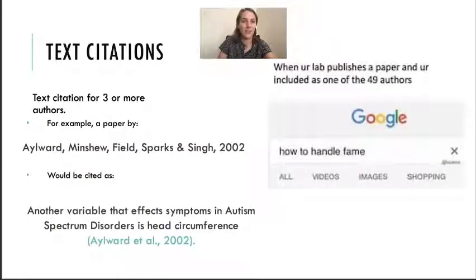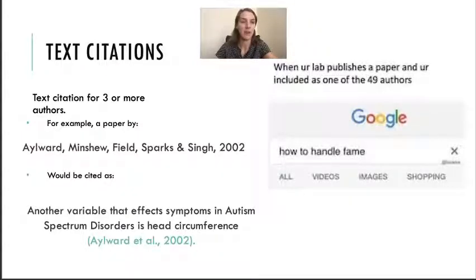All right, so here's another specific scenario. If you have lots of authors, sometimes papers have many, many authors. There's a new rule, also new to the 7th edition, where when you have to cite more than 3 authors, here's an example of a paper with 1, 2, 3, 4, 5 authors. You would list all of the authors on your reference page, but in text you would do something different.